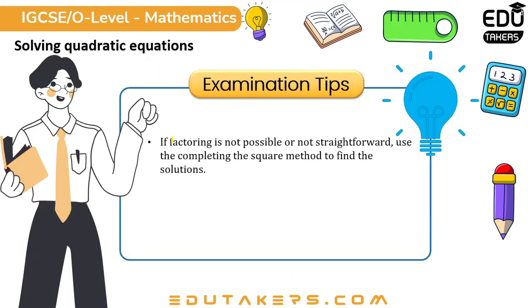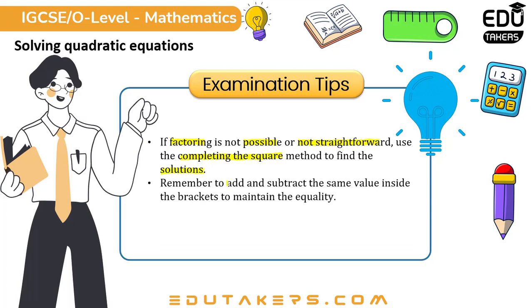Examination tips. If factoring is not possible or not straightforward, use the completing the square method to find the solutions. Remember to add and subtract the same value inside the brackets to maintain the equality.